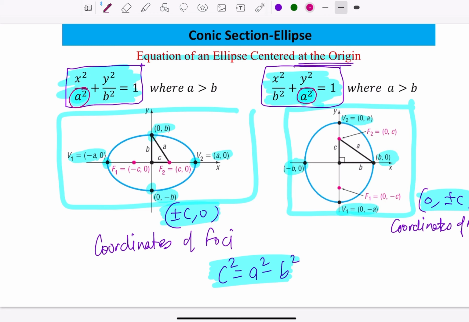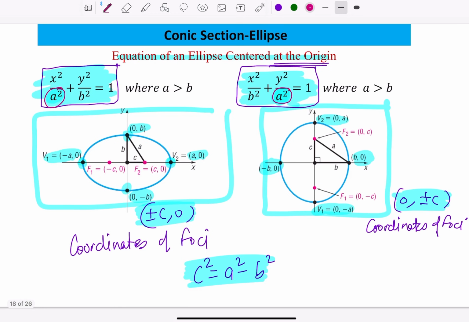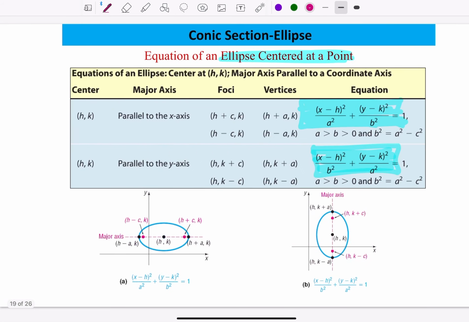So vertices will be along the major axis, co-vertices will be along the minor axis, and foci will also be along the major axis. To find the coordinates of the foci, if the x-axis is the major axis, they will be plus or minus c, 0. If the y-axis is the major axis, they would be 0, plus or minus c. To find c, we can use the relationship c squared equals a squared minus b squared.